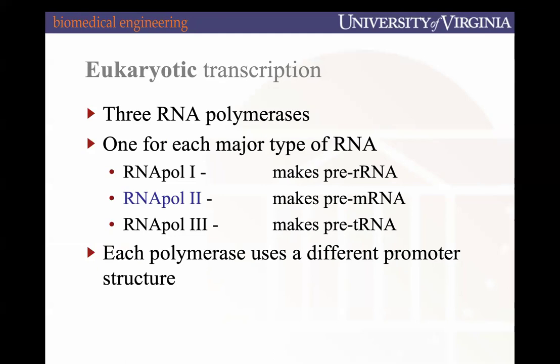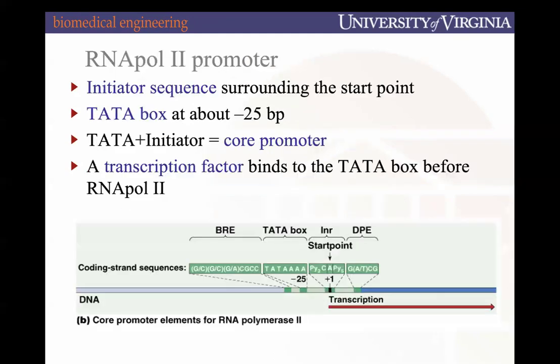And so what's important to note is that each of them will end up using a different promoter structure, because each promoter will be inclined to recruit a different species of RNA polymerase. So the key one for us to focus on today is RNA pol 2, RNA polymerase 2. And we're going to talk about the properties of the promoter that specifically recruits RNA pol 2.